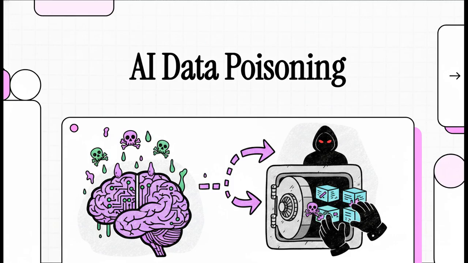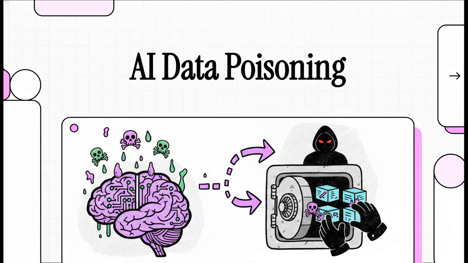Think about the greatest bank heists in history. Tunneling through vaults, cracking those massive, complex safes. Well, today's most sophisticated digital heist doesn't target money at all. It targets the very foundation of artificial intelligence, its data. We are talking about AI data poisoning.